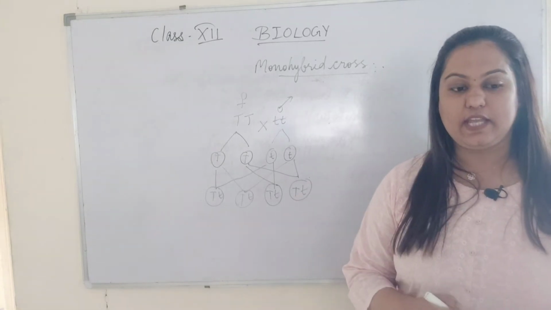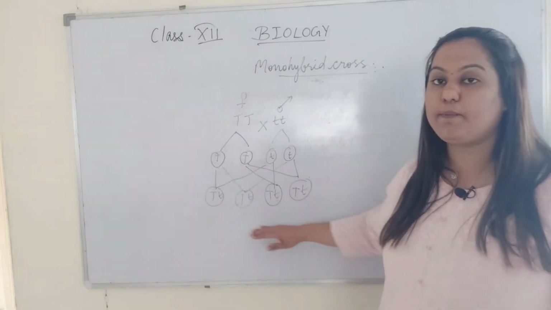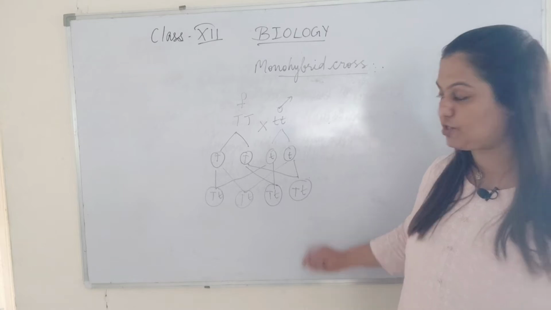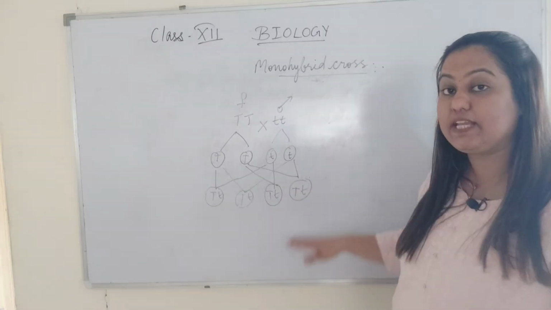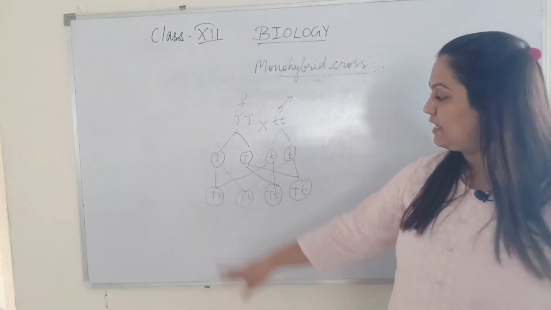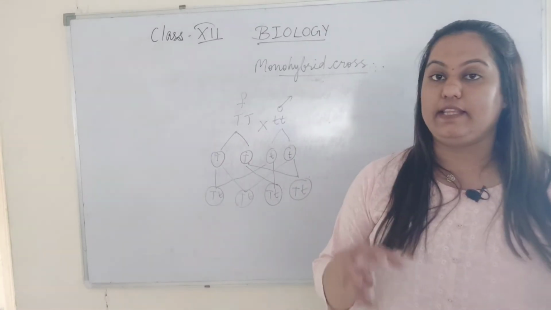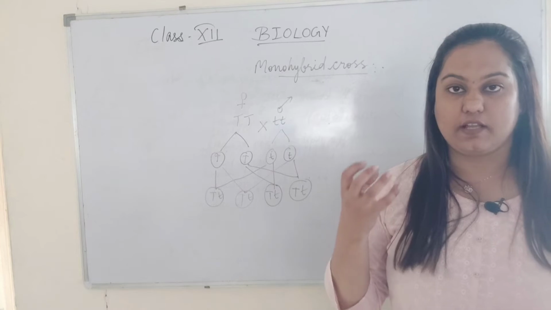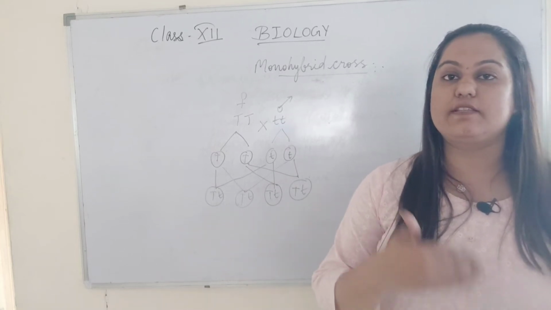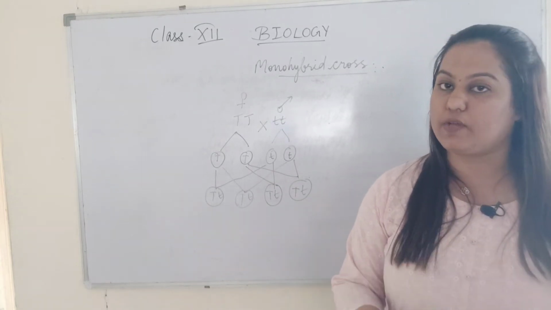Now as you can see, by random mating there are 4 possibilities of zygote formation and all the 4 possibilities consist of the same genes, that is capital T, small t. Now as I told in the beginning, dominant character is that character which suppresses the other character when both are present together.